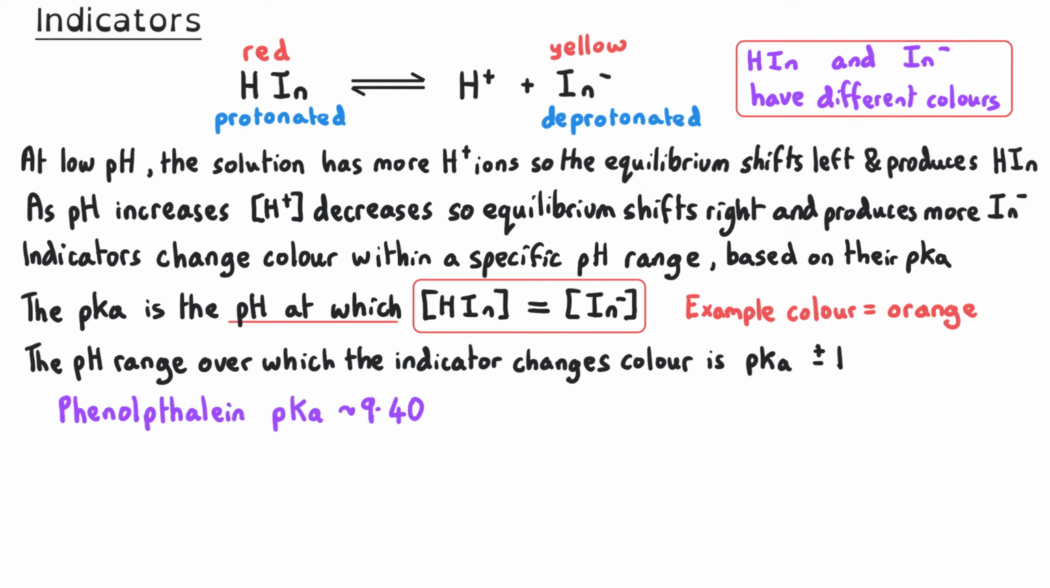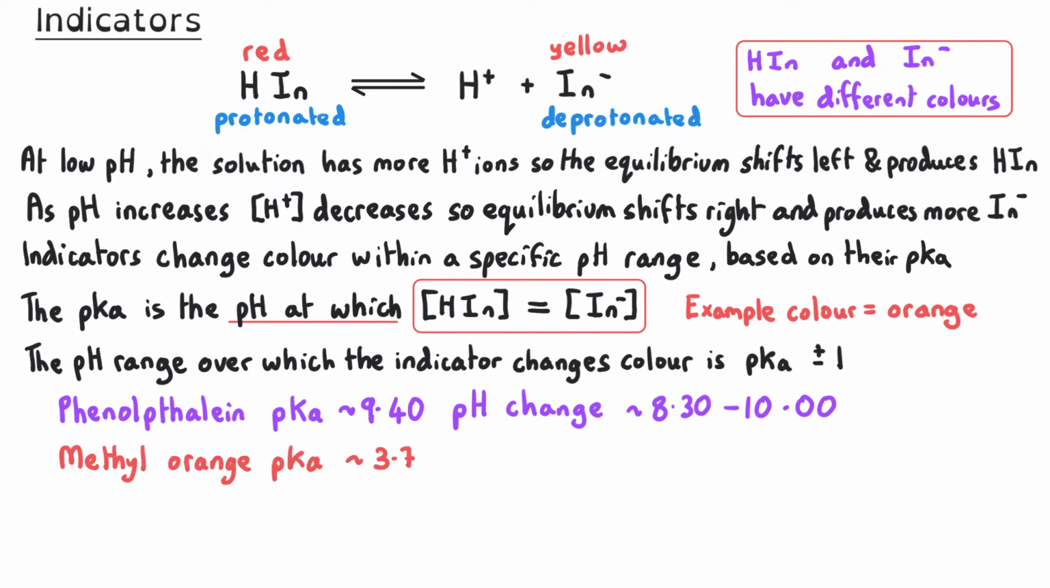For example, phenolphthalein has a pKa of 9.4 and it changes colour between 8.3 and 10, so slightly less than 2 units wide. Similarly, methyl orange has a pKa of 3.7 and it changes colour over a narrower range, between around 3.1 and 4.4. While the exact range depends on the indicator, the plus or minus 1 rule is a helpful guide for understanding how indicators behave.